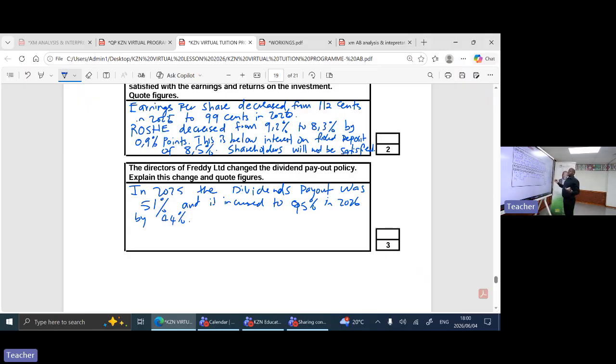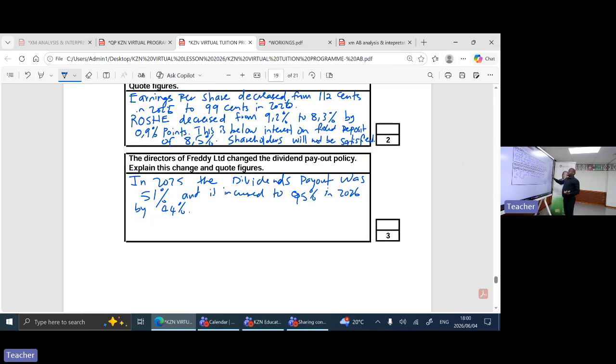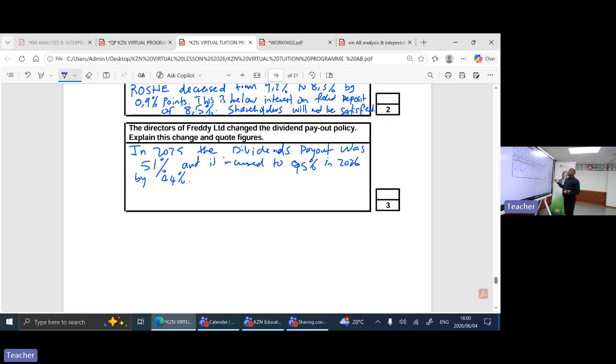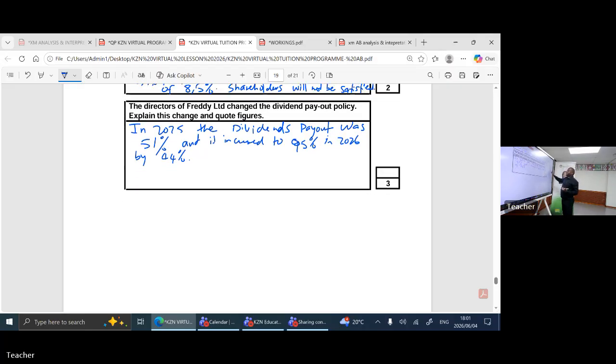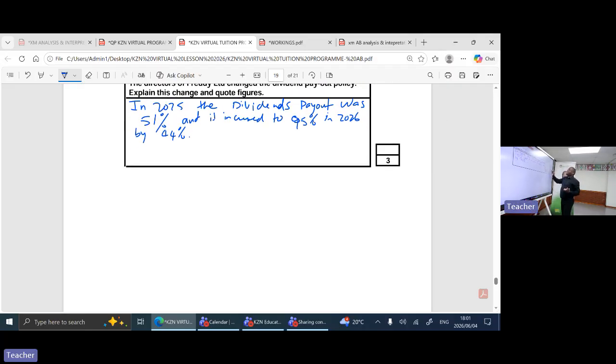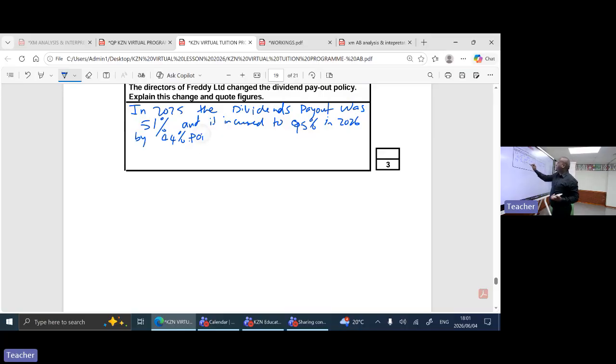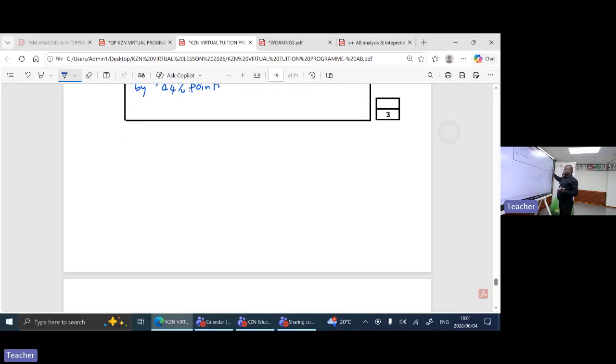The directors of Freddie Limited changed the dividend payout policy. Explain this change and quote figures. So this is what is happening. It's increased. So this is how we explain this change. It increased from 51% to 95%, by 44 percentage points. That's what you can also mention.